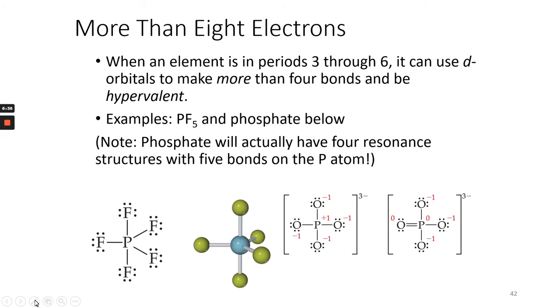So when we have more than 8, we call this hypervalent. So in your periods 3 to 6, your atoms can use the d orbital to make more than 4 bonds. So that's why they're called hypervalent. And that's what you see here.